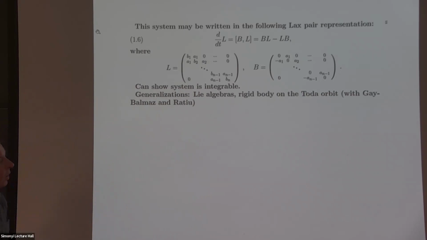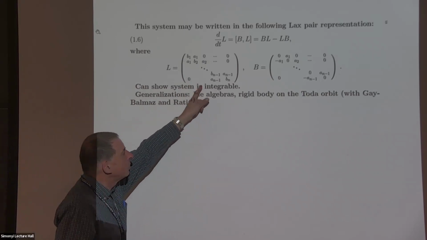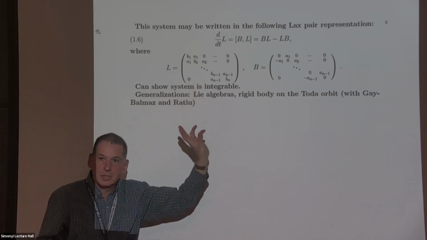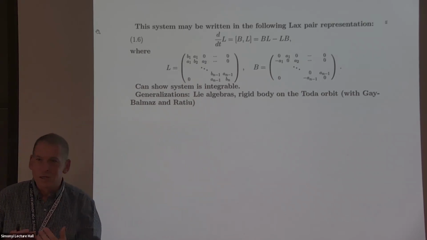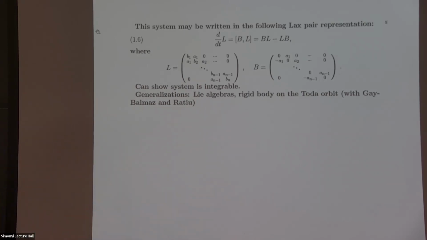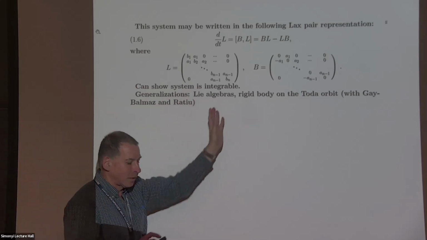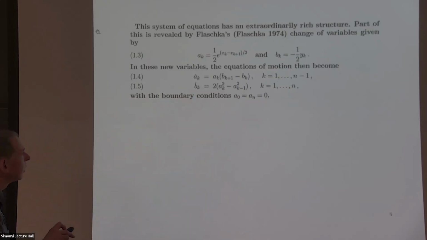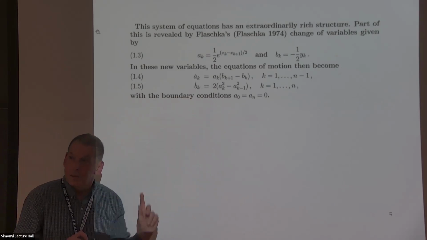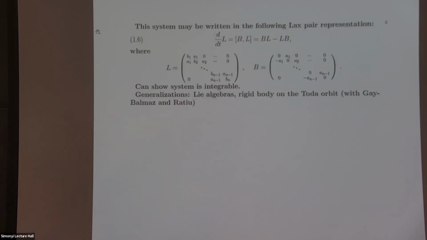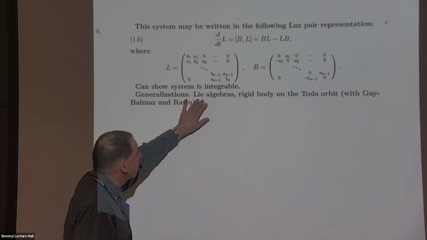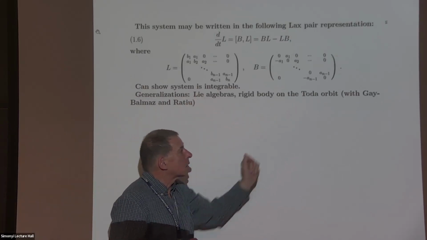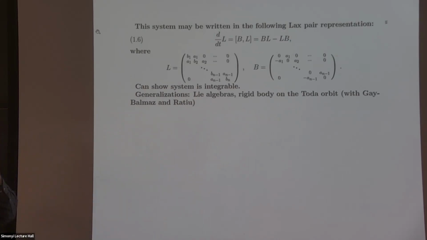You can get sort of diagonal versions of this, but it's actually not that obvious. So if I write two general tridiagonal matrices and I take their bracket, AB minus BA, there's no obvious reason why it should still be tridiagonal. But if you do that, you can check it is tridiagonal and you get a closed system of equations, and these are they. All right, so it's not at all obvious. And again, you can generalize this to arbitrary Lie algebras, to the rigid body on the Toda orbit and things like that.